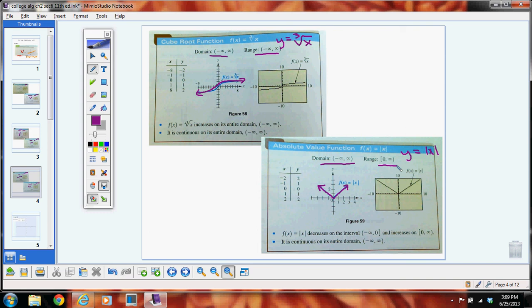So those are the 6 graphs that you need to have memorized and be able to manipulate in the next section.